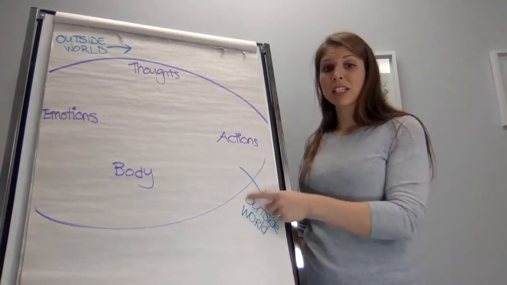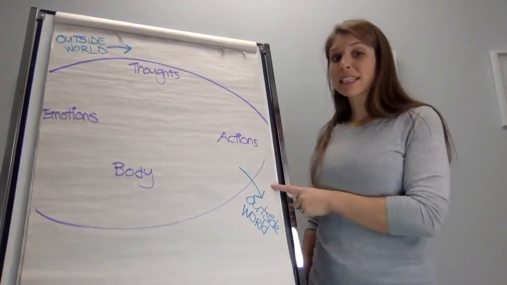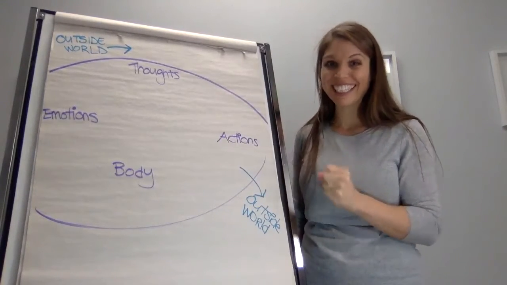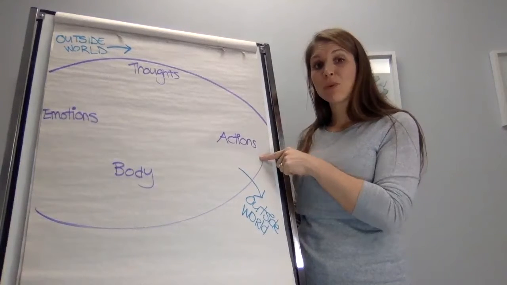And how would that impact our outside world when we choose those actions? I really like this model better because I find that changing our thoughts is really, really hard. So if we change our actions, then we can see when I do these things.